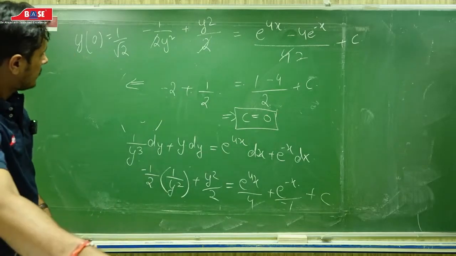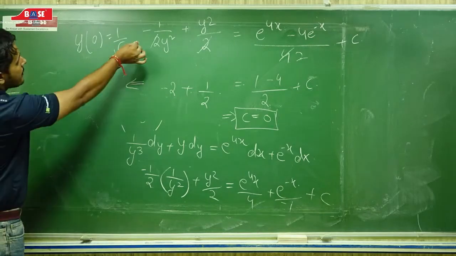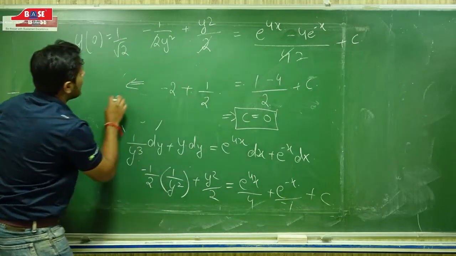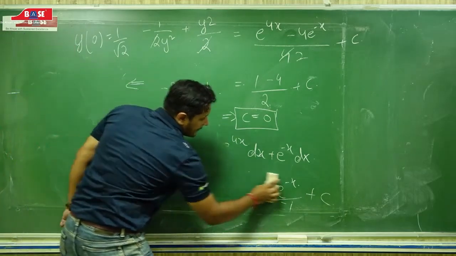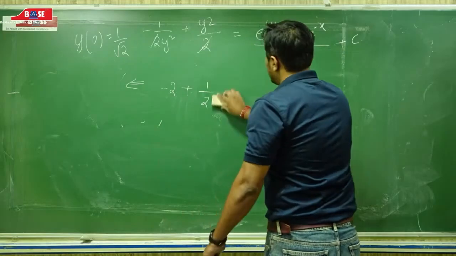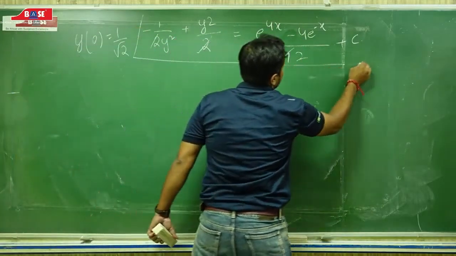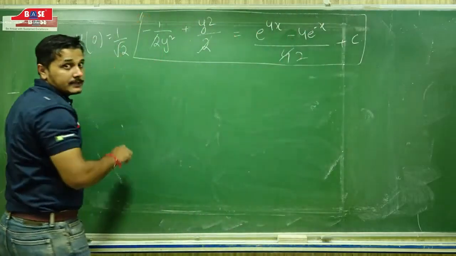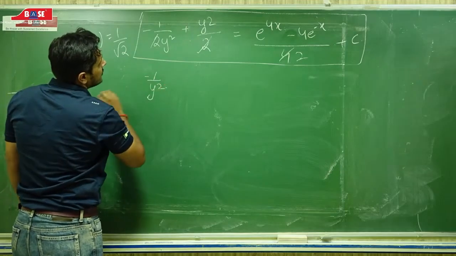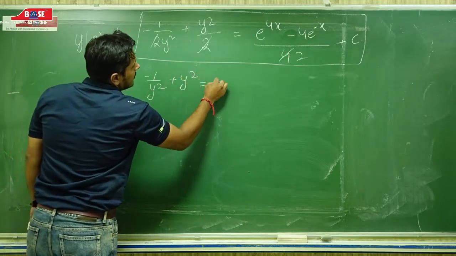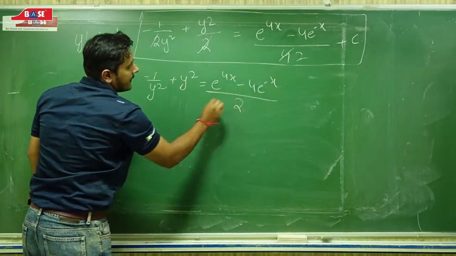So what is our function? Our function is this. Let me remove it. C is 0. The function becomes, in this we will put c as 0. So minus 1 upon y square plus y square equals e to the power 4x minus 4 e to the power minus x, divided by 2.